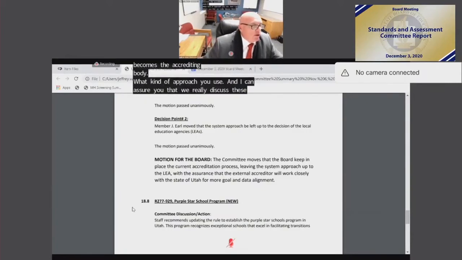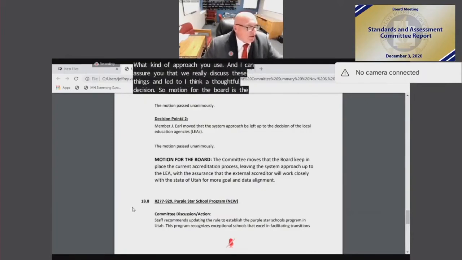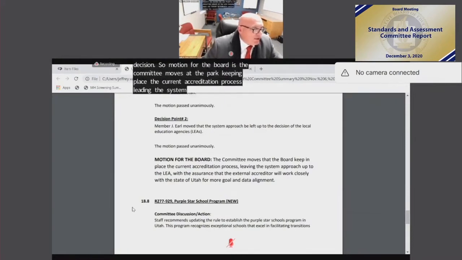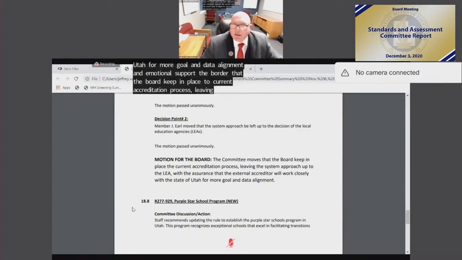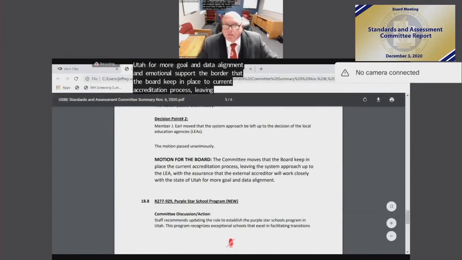Okay, the motion before the board is that the board keep in place the current accreditation process, leaving the system approach up to the LEA with the assurance that the external accreditor, I like how Chair Gravitt said it, will work closely with the state of Utah for more goal and data alignment. Discussion to the motion, Member Belknap.